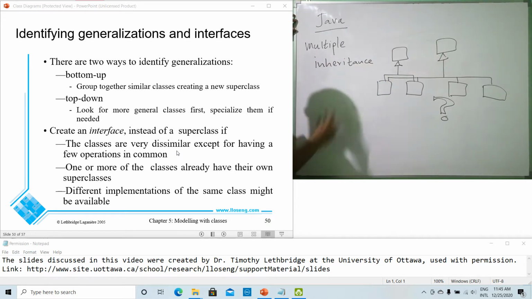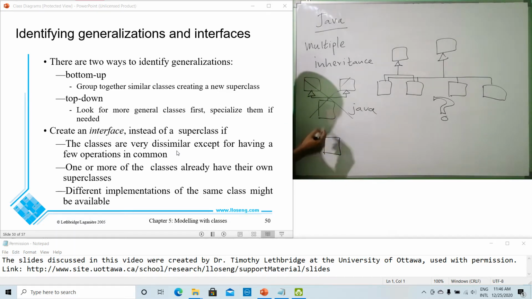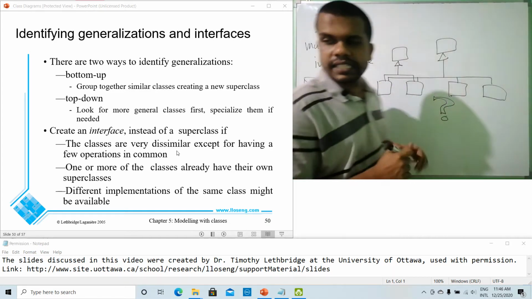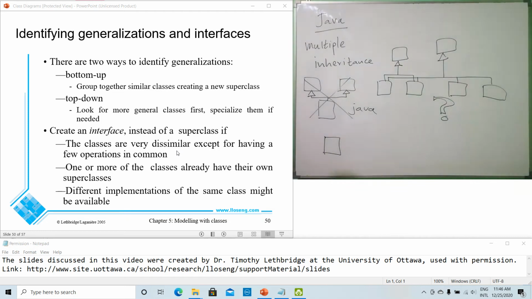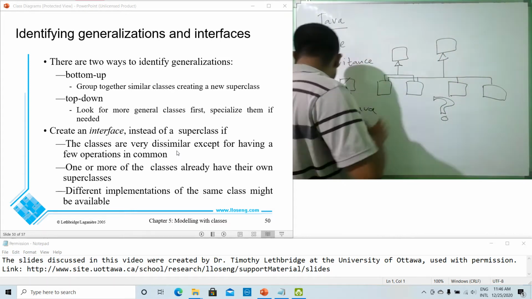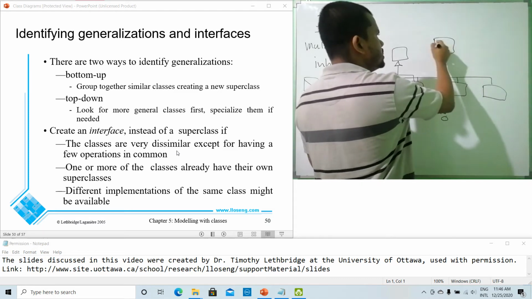Multiple inheritance means inheriting from more than one class. This is not possible in Java. There are programming languages that support multiple inheritance, but in Java it is not supported. In Java, a particular class either does not have a super class, or it can have at most one super class. In this type of situation, we cannot create a super class. Therefore, we can think about creating it as an interface.